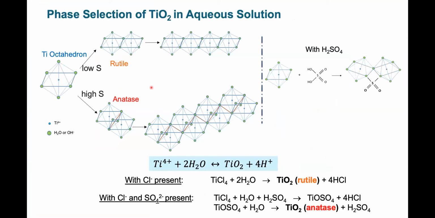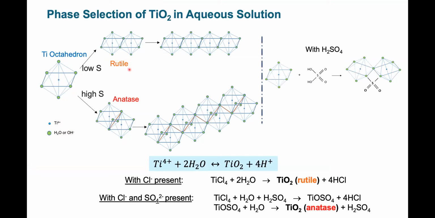This explains the possibility of phase selection between rutile and anatase from the aqueous solution for titania. As I mentioned, these are all based upon the titanium octahedron. The cation is here and anions are on the six neighbors to form the octahedron. The anion can be hydrated or a hydroxide, OH minus, from the beginning. In order to form the rutile, the edges can be shared. The edge sharing can be in a linear pattern to generate the rutile structure.